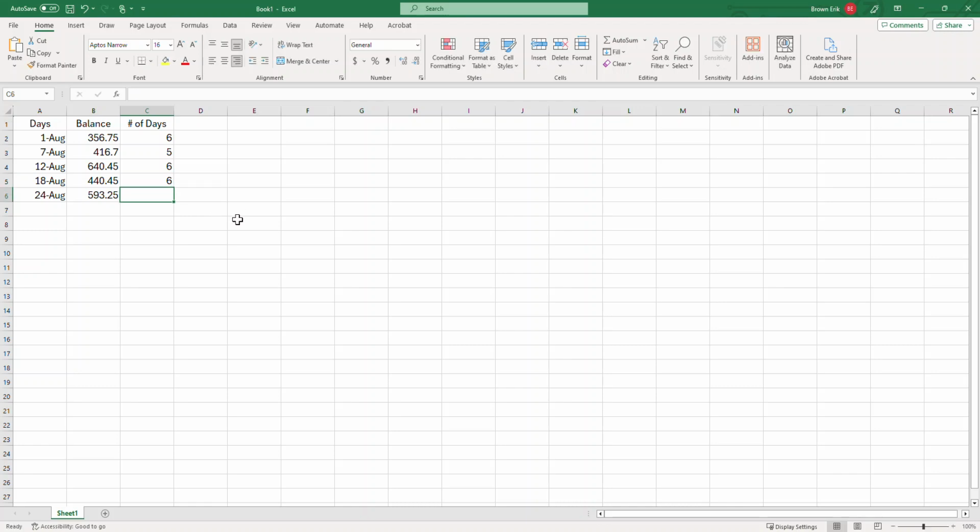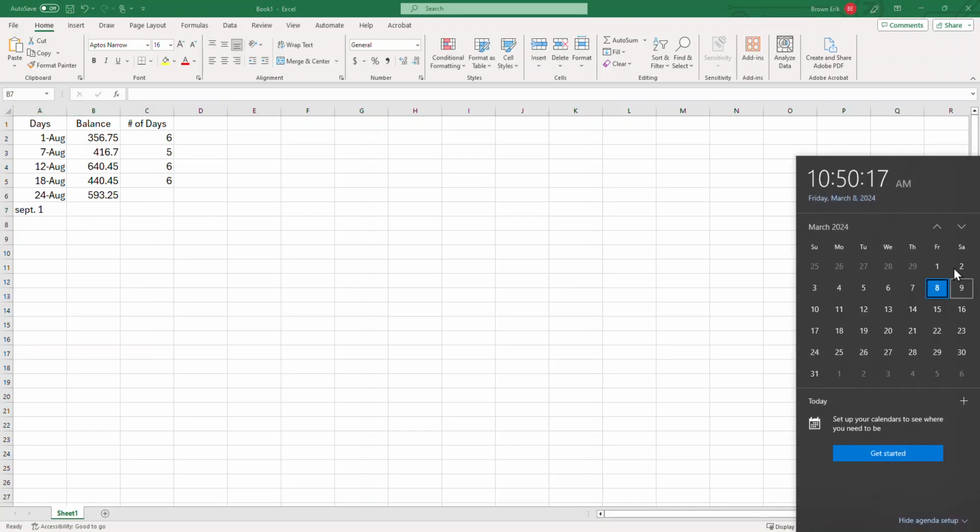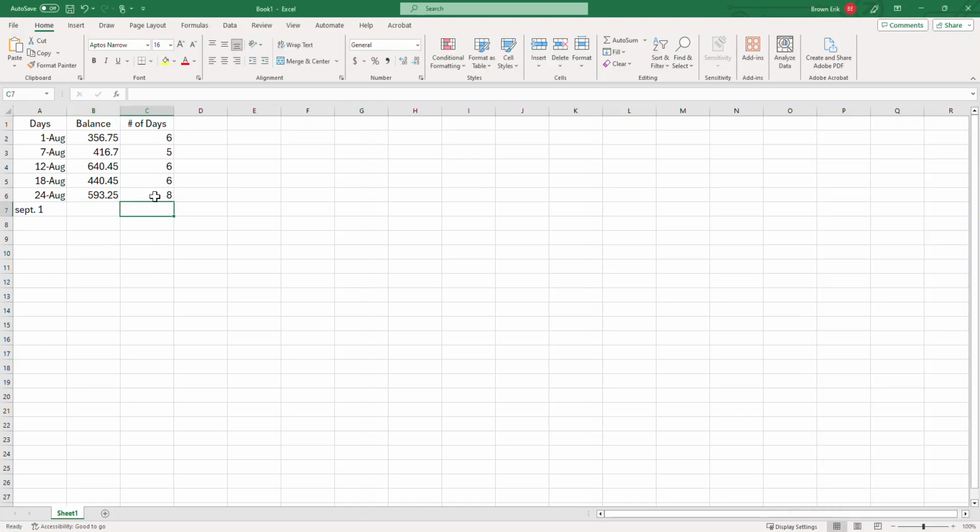But then we have a problem. I can't do this next one, August 24th, because the time that it changes is going to be September 1st. Right? That's going to be the new day of balance. And so it's going to go from August 24th to August 31st. That's how many days it will remain at 593.25. So I need to count the 24th. 1, 2, 3, 4, 5, 6, 7, 8 days. There's 8 days that it remains at that balance.